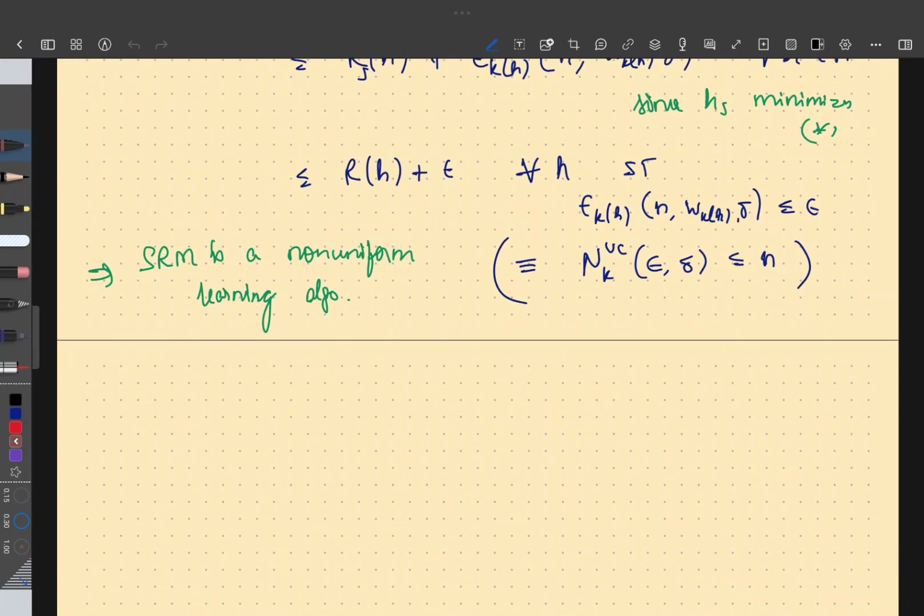So for this, let's look at a slightly simpler example where the hypothesis class itself consists of just countably infinitely many predictors.